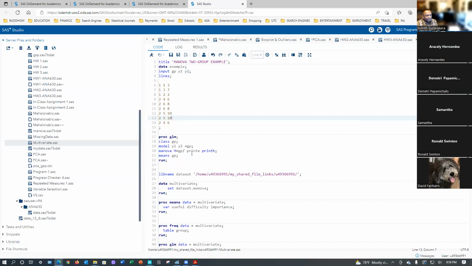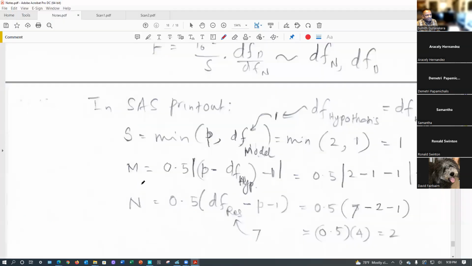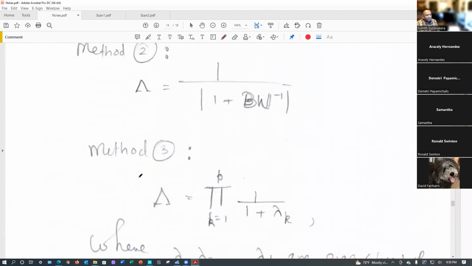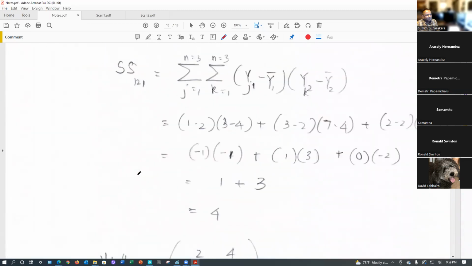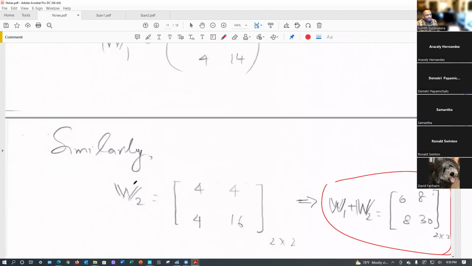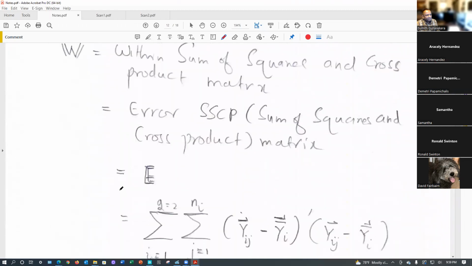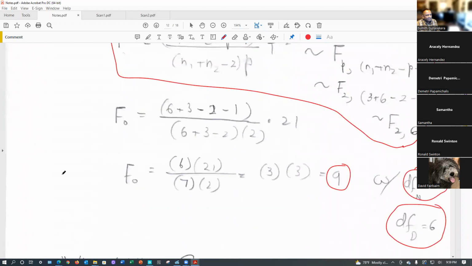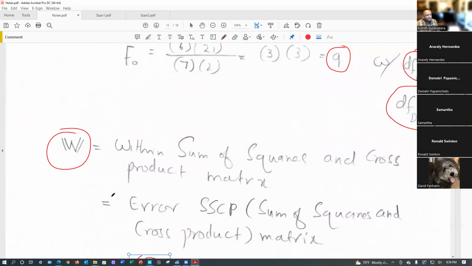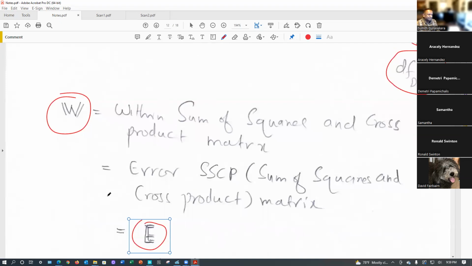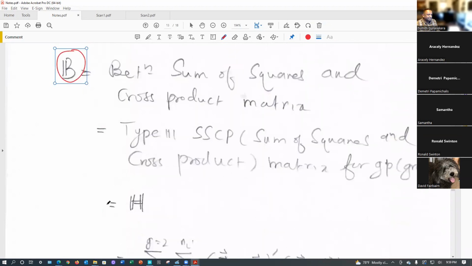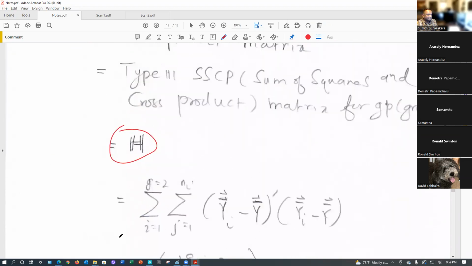I mentioned that H. Print H, H and E. You can remember what we call the H and E. At a certain point, I mentioned that one, H and E. E is W, the within sum of squares and cross product matrix, error SSCP. This is B, B is H.